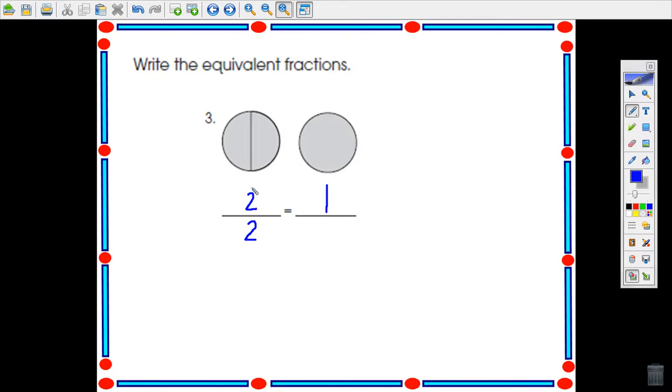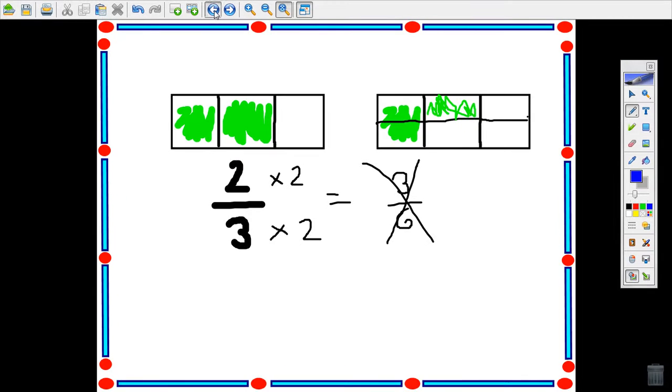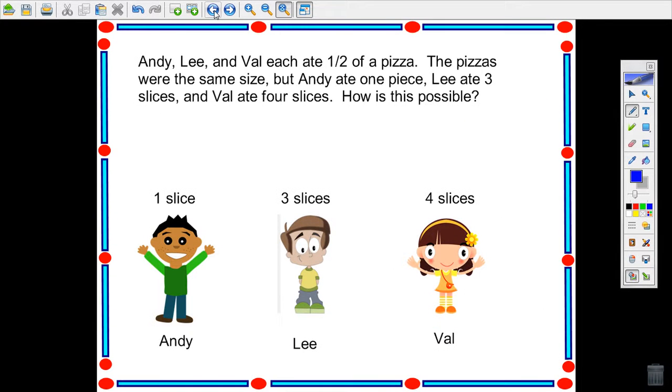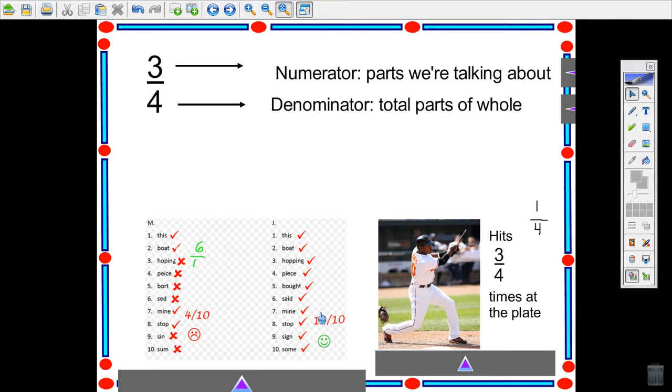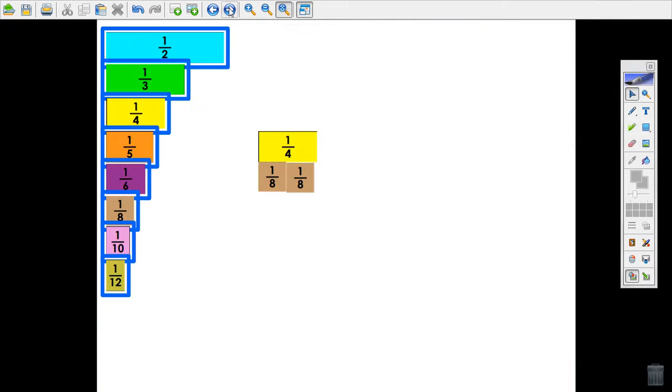Anytime the numerator is the exact same as the denominator, the whole thing is there. For example, when we look back here, this kid got the whole thing correct, 10 out of 10. The whole thing was answered correctly.